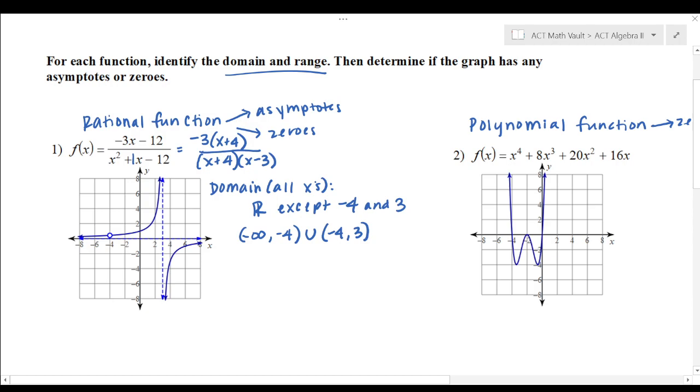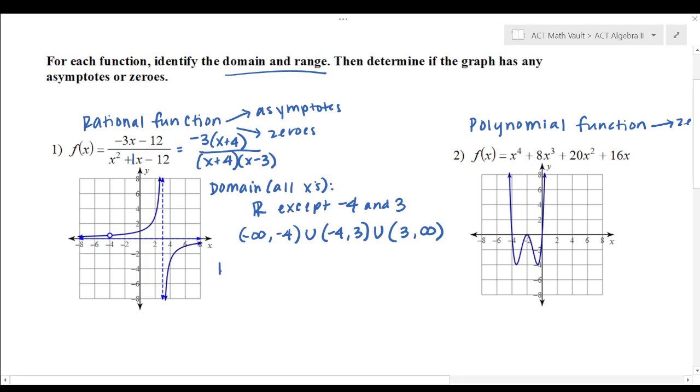Notice I'm basically just taking out the -4 right here. The parentheses indicate that it does not include the -4. Then I'm going to do a union with the 3 on this x-axis. So you're thinking about it as everything except those two numbers. You're extracting the -4 and the 3. You also could write that in inequality notation, but interval notation I think is more common for the ACT.